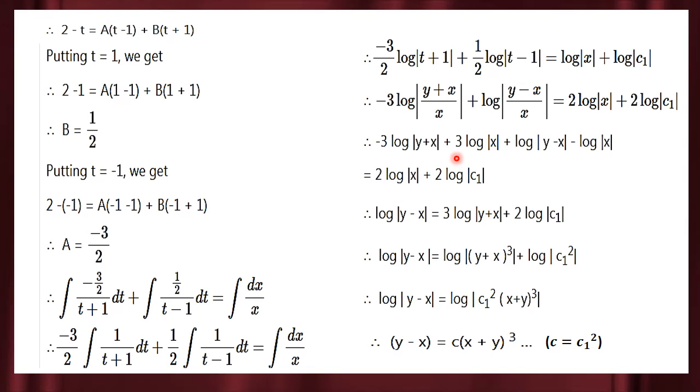Now on the left hand side 3 log x minus log x is 2 log x, and on the right hand side also there is 2 log x, so it can be cancelled. And take this minus 3 log(y+x) to the RHS, then it will become 3 log|y+x| plus 2 log c1, that is log(y-x) is equal to 3 log(y+x) plus 2 log c1.